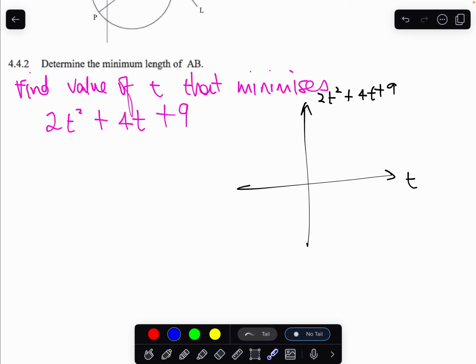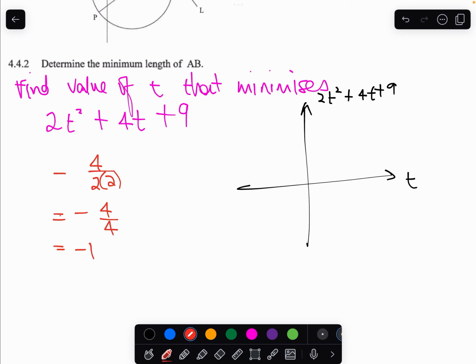The turning point will occur at minus 4 over 2 times 2. So minus 4 over 4, which is minus 1, right? This is an expression that's always going to yield positive values, and that makes sense because it's an expression that is being square rooted to find a distance, so it makes sense that this is always positive, right?